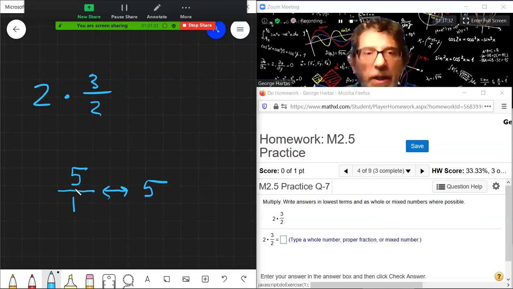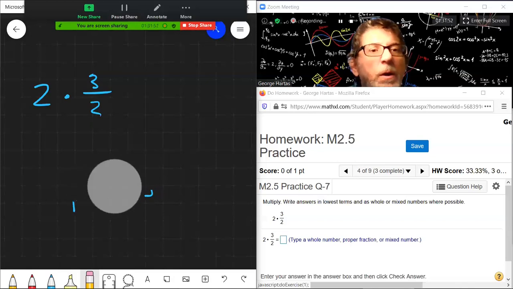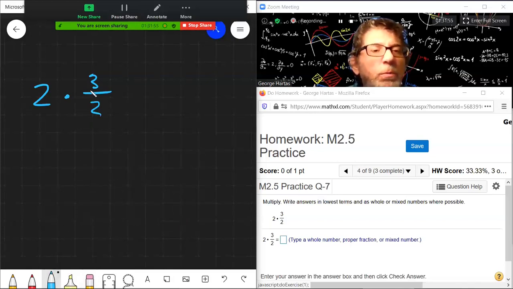Why am I showing you this? Because it's going to help you out here. So remember, you can always put a 1 under any number and it won't change that number, because whatever it is, divided by 1, it gives us that number. So a nice way to rewrite this expression is this way. Change this whole number 2 as 2 over 1. Put your multiplication dot there, and then 3 halves, like that.